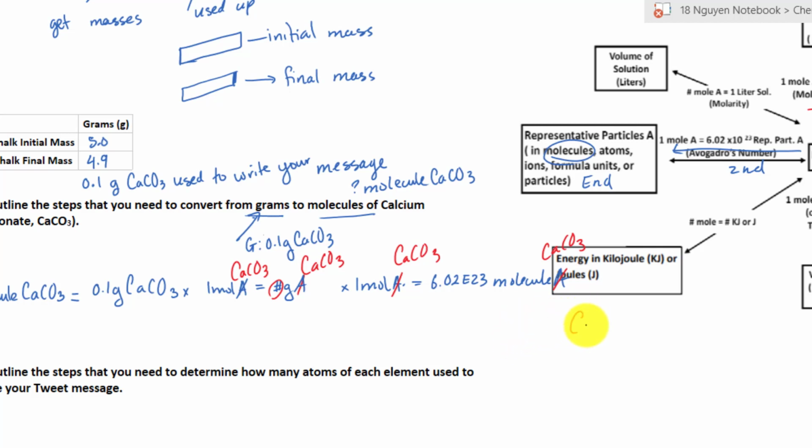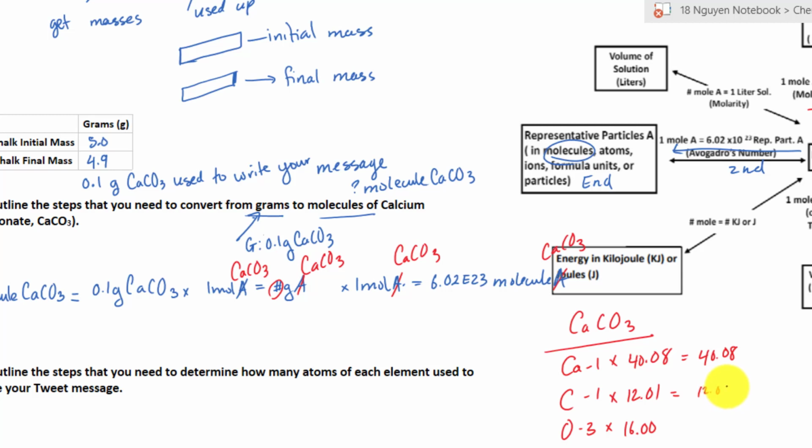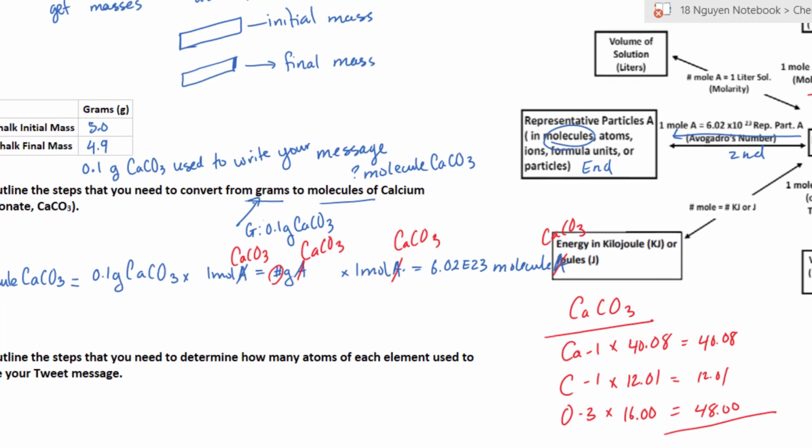So I'm going to write it out. CaCO3. In this case, Ca there's only 1, C there's 1, and O there are 3. And I remember the masses on the periodic table: calcium is 40.08, carbon is 12.01, and oxygen is 16.00. So 40.08 for the total mass of calcium, 12.01 for carbon, and for oxygen, 3 times 16, that is 48.00. And we add them together.